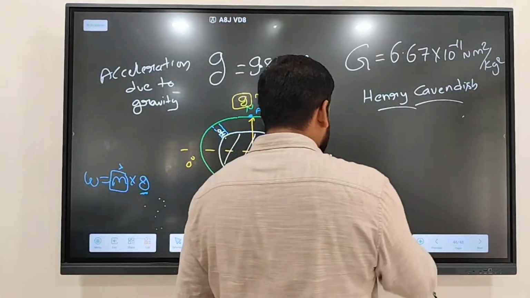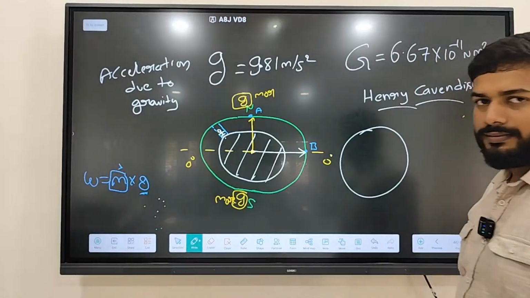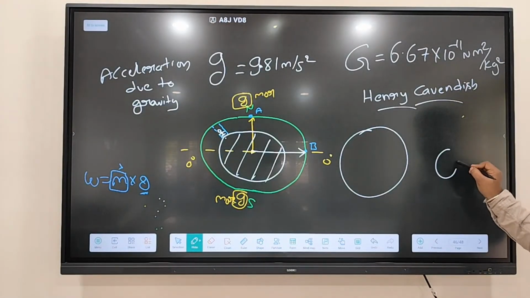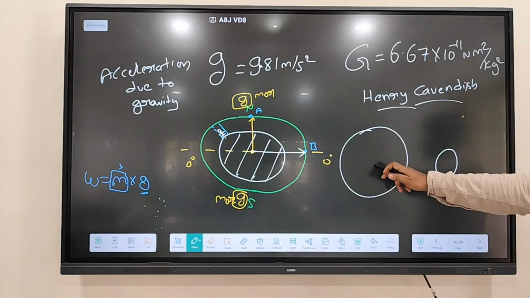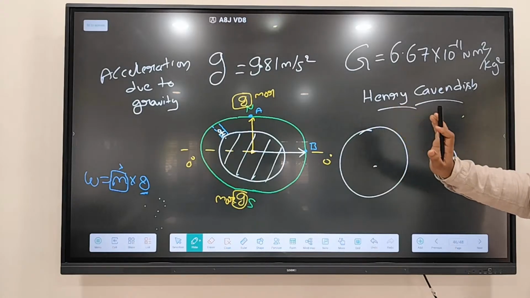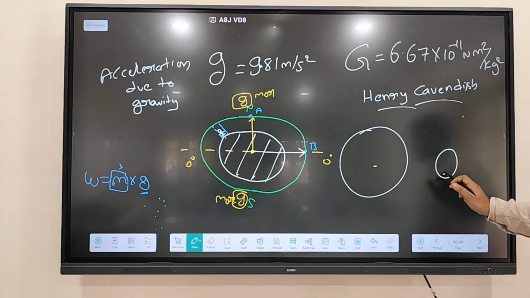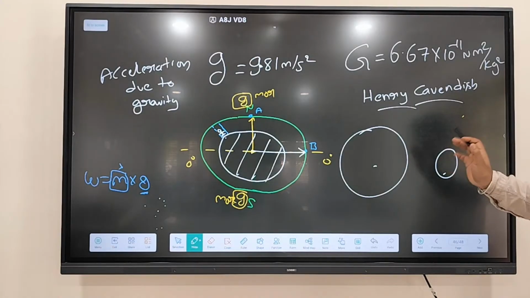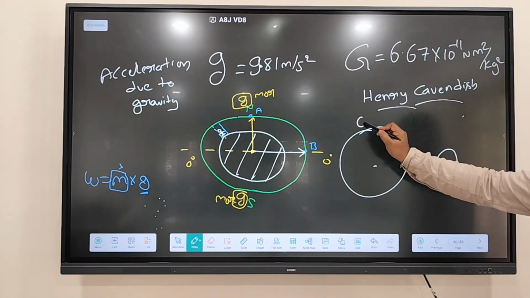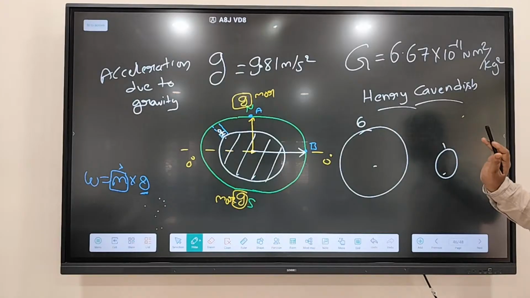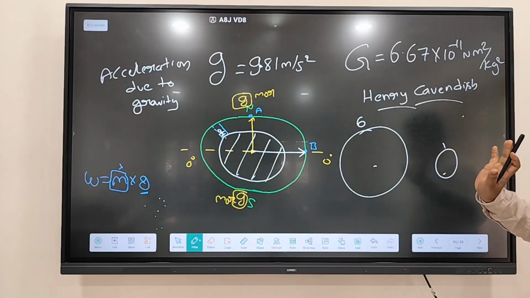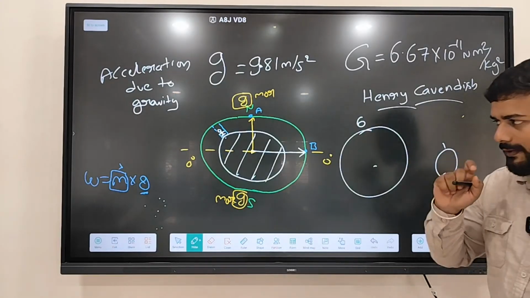Imagine, say, this is the size of the earth. This is the size of the moon. Size of the earth is more, that's why gravitational force is more. Size of the moon is less, that's why gravitational force is less. If gravitational force is 6 here, it will be 1 there. Comparison, 1/6. Okay, that is the ratio.